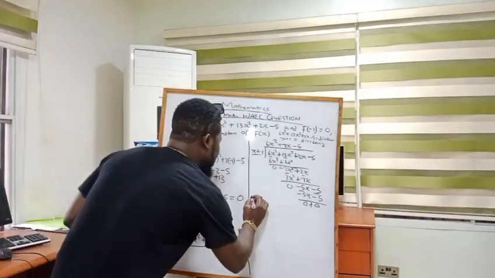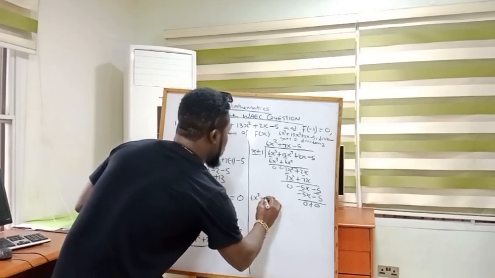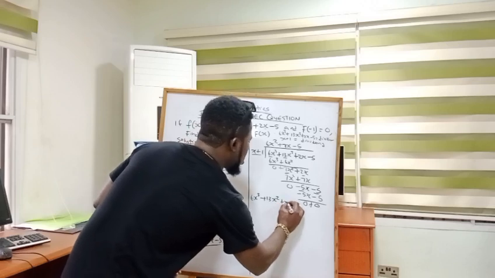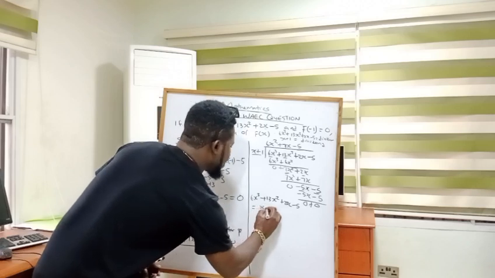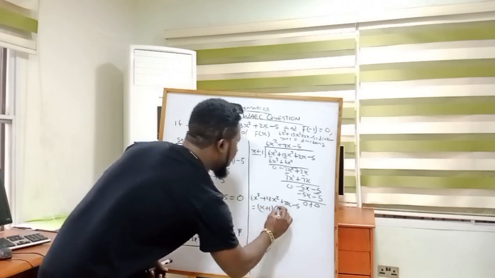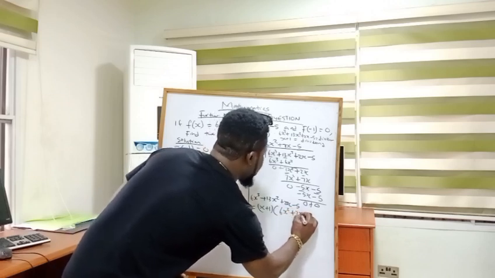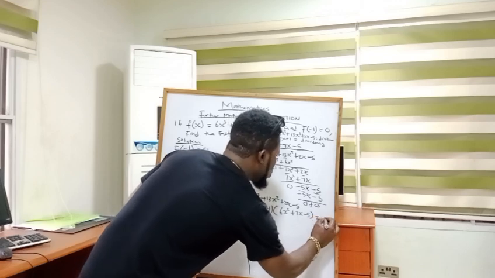So therefore, we can write 6x cubed plus 13x squared plus 2x minus 5 as x plus 1 into bracket 6x squared plus 7x minus 5. So we now have equals to 0.